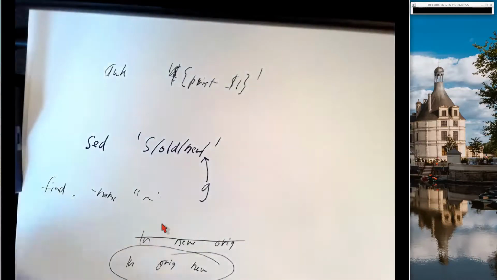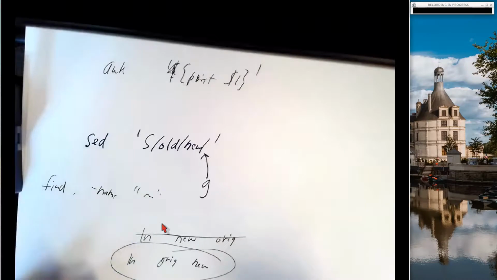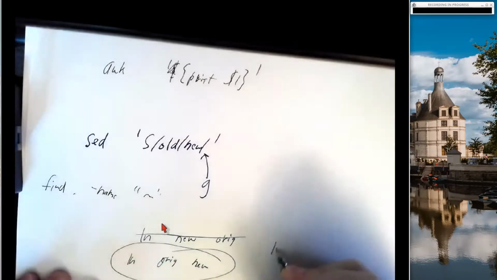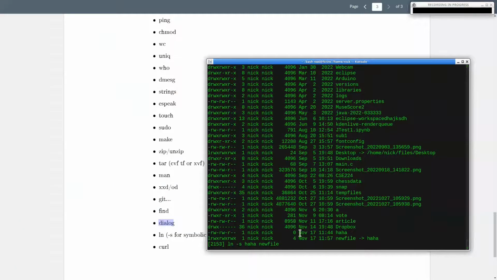So this creates a link to an original file. And this is a hard link, so it'll actually duplicate the inode number. And if you say ln -s, then it's called a symbolic link. And this refers to that original file by name. So that's what I did in this test over here. I made a new file, which is a reference to this existing file. So it's a symbolic link.